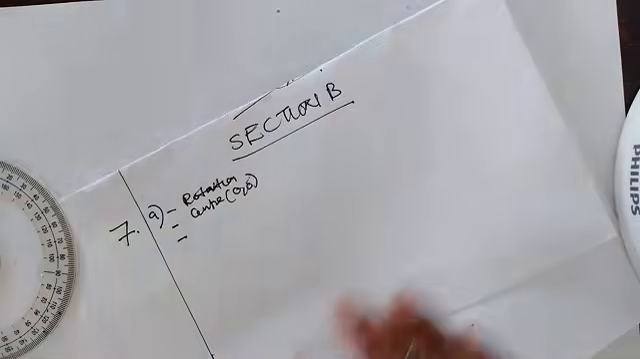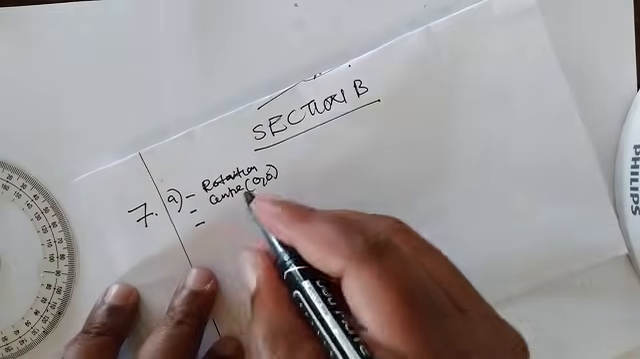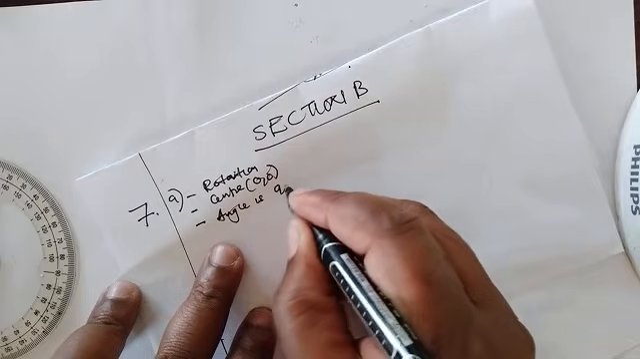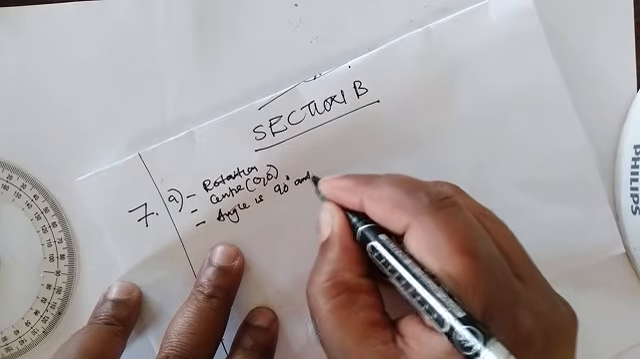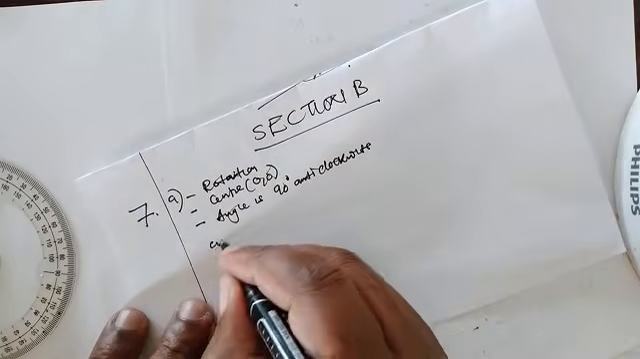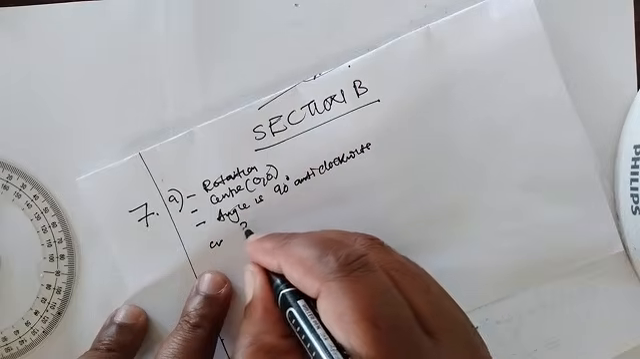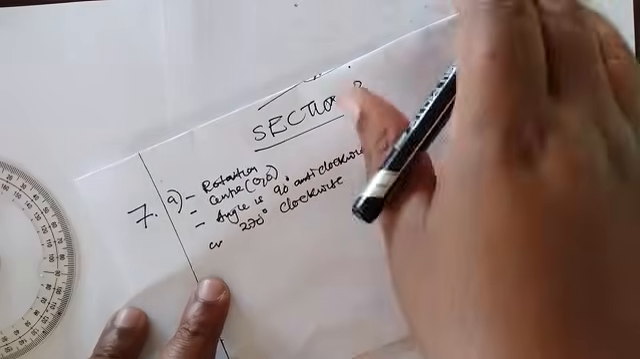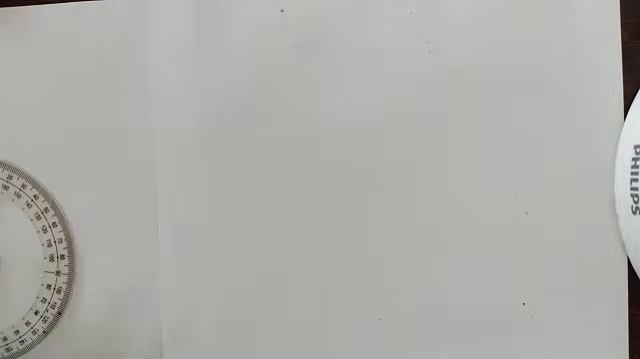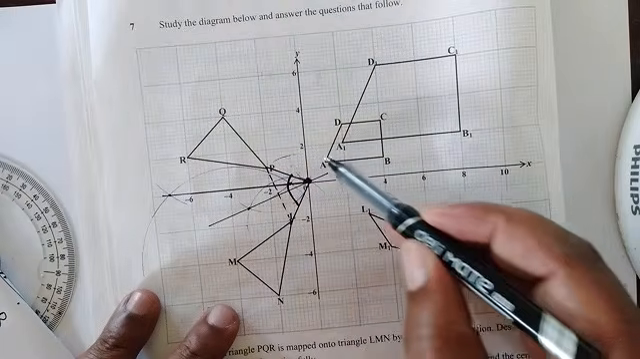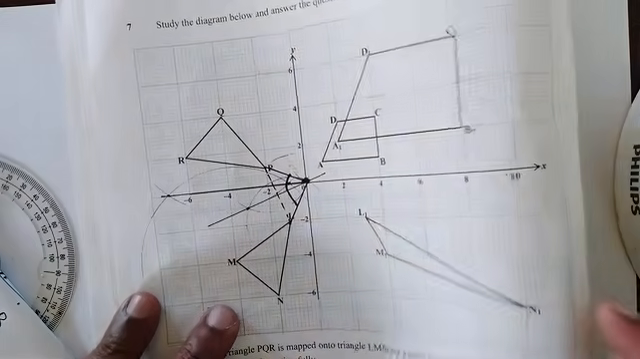Alright? So, you are saying angle is 90 degrees and clockwise. And clockwise. Alright? Or you can say it is 270 degrees clockwise. That is, if you are talking about clockwise, you move from here, coming here, it will be 270.